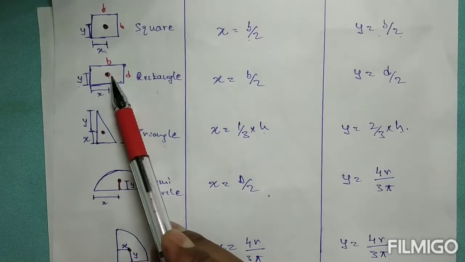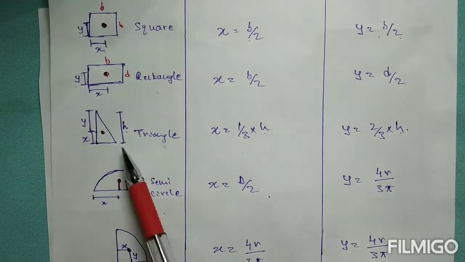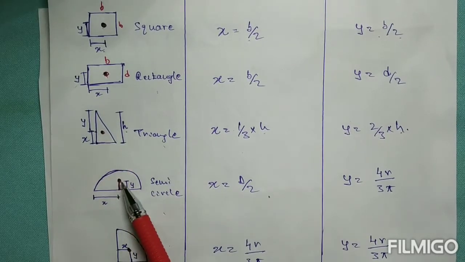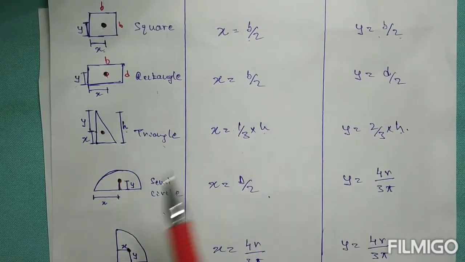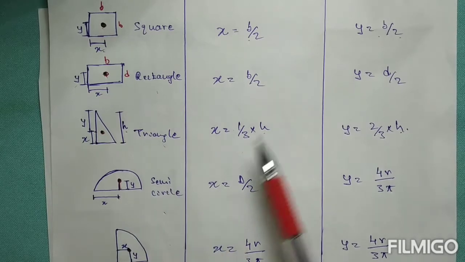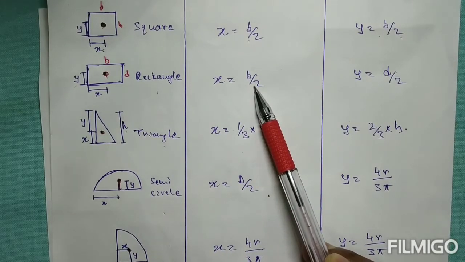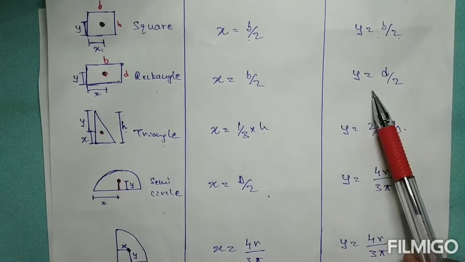So for the rectangular section the CG will be exactly at the center, we are done. Next one is for the triangular section, it's here. Then the semicircle is here. Based upon this we have already plotted the CG distance. For the rectangular section the CG will be exactly in the middle, that is b by 2.